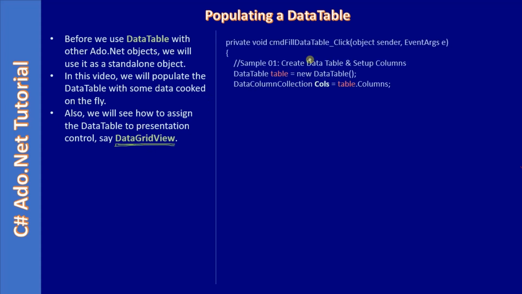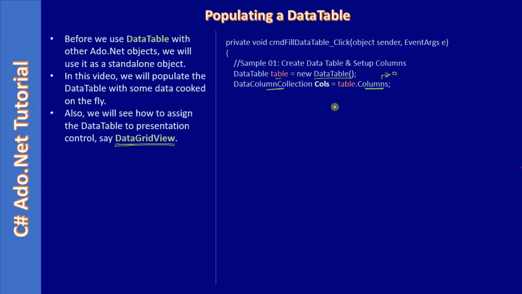So if you see here, when we go to the form, we will create a button, fill data table, and in the click event, we will create a data table. So this is the instance name, data table, and reference is table. Once data table is created, we are making use of a columns property. We already learned about this in the previous video, and that will return you the data column collection, right? Since the table is newly constructed here, at this stage, the column will return 0 because there is no column.